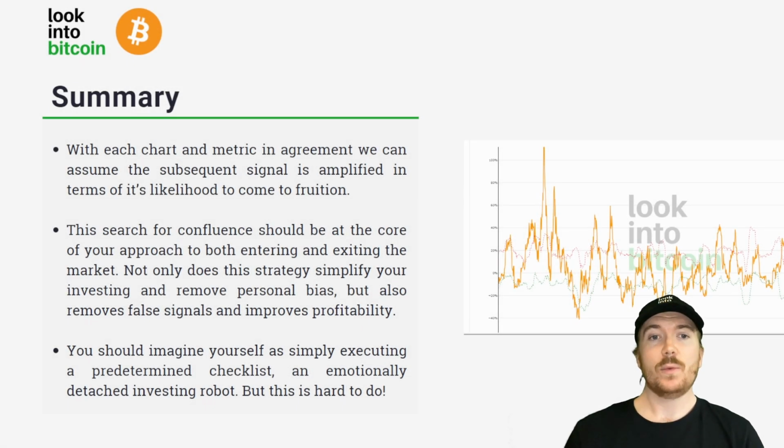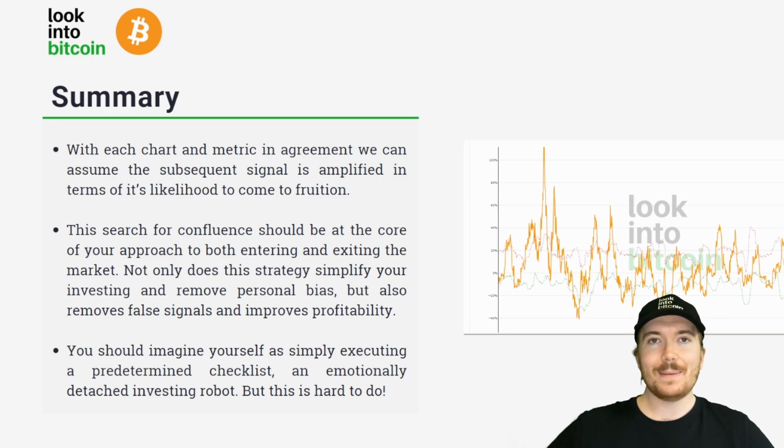So just to summarize, with each chart and metric in agreement, we can assume the subsequent signal we see is amplified in terms of its likelihood to come to fruition. Or in simpler terms, if everything is saying sell, it's probably not a bad time to sell. And this search for confluence should be at the core of your approach to both entering and exiting the market. Not only does this strategy simplify your investing and remove personal bias, but also removes false signals and improves profitability, especially as these signals aren't going to come too frequently.